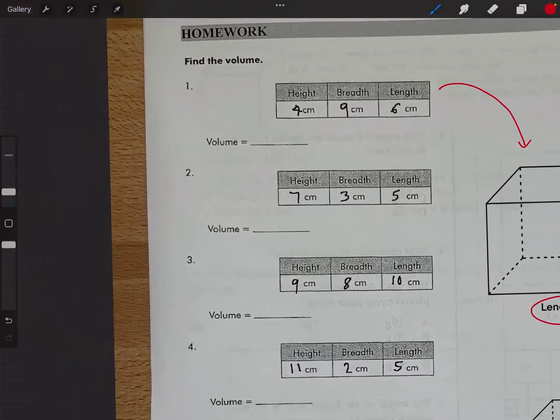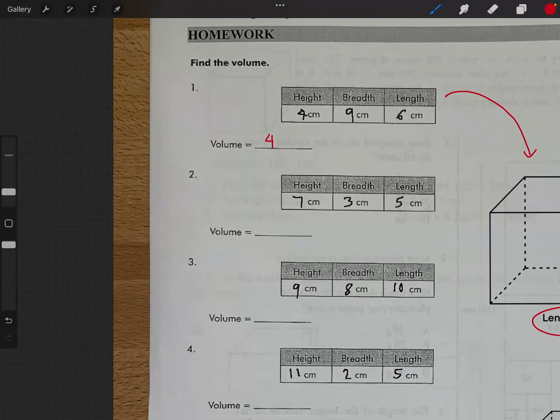So to find the volume, all we got to do is just multiply the numbers together. So height, which is 4, times breadth, which is 9, and times the length, which is 6. Okay, so 9 times 4 is 36, and 36 times 6. And that should give you 216 centimeters cubed.